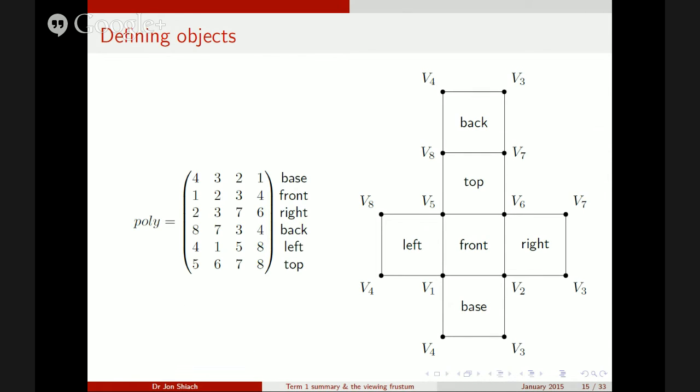If I have a cube, I have 6 polygons which define the cube. The base is 4, 3, 2, 1. The front is 1, 2... oh dear, the front should be 1, 2, 6, 5. Sorry, there's a bit of a mistake there. But that's how we define it. So we have 2 arrays, the vertex array and the poly array.